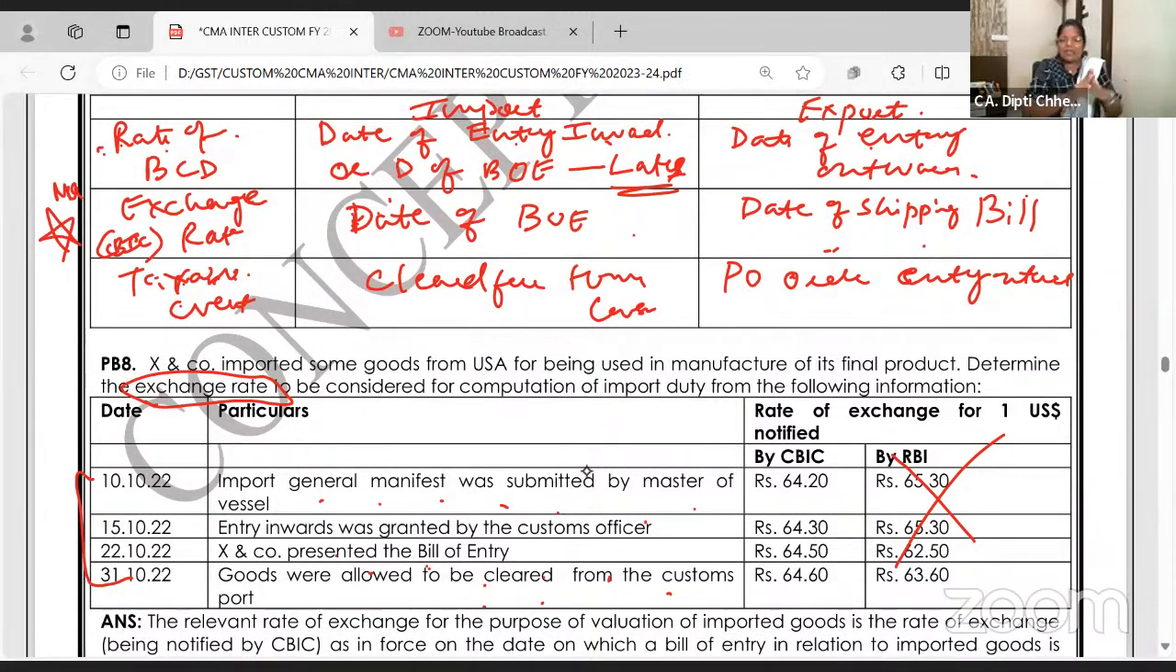Are you clear? The rate of exchange for import is the bill of entry. For export, the shipping bill. Bill of entry, shipping bill. That's it. That too, the rates given by CBIC. So what will be the answer for this? Who will answer?